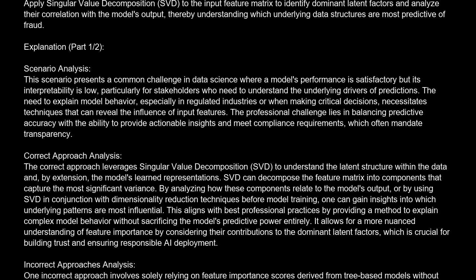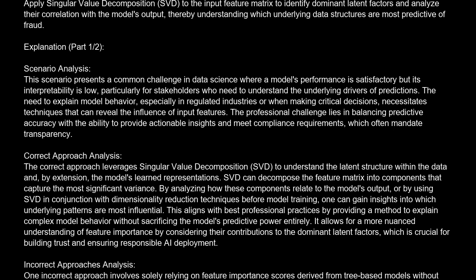This aligns with best professional practices by providing a method to explain complex model behavior without sacrificing the model's predictive power entirely. It allows for a more nuanced understanding of feature importance by considering their contributions to the dominant latent factors, which is crucial for building trust and ensuring responsible AI deployment.